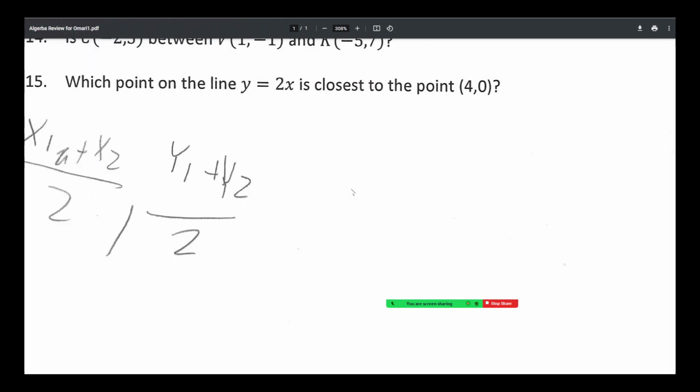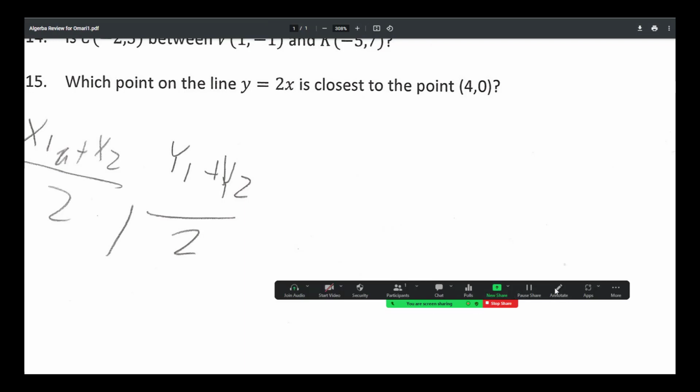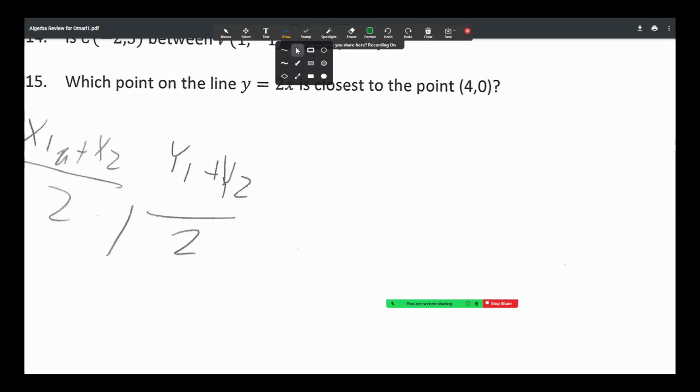Okay, this video will look at question 15, which says, which point on the line y equals 2x is closest to (4, 0)? So let's sketch this problem out to get a sense of what's going on and what they're asking for. So you have y equals 2x, which is a linear equation.